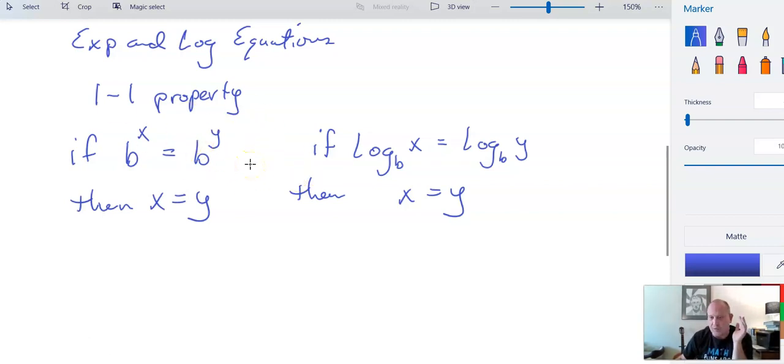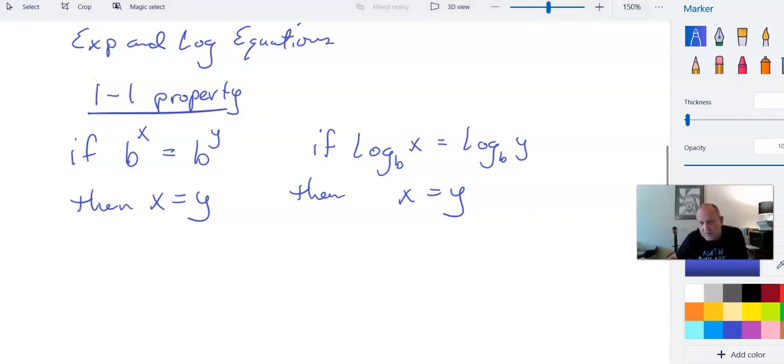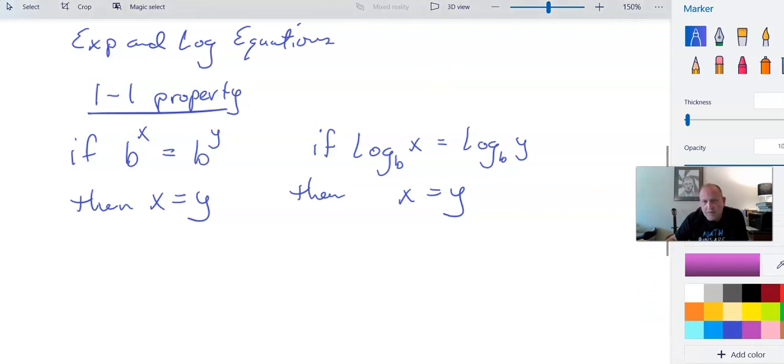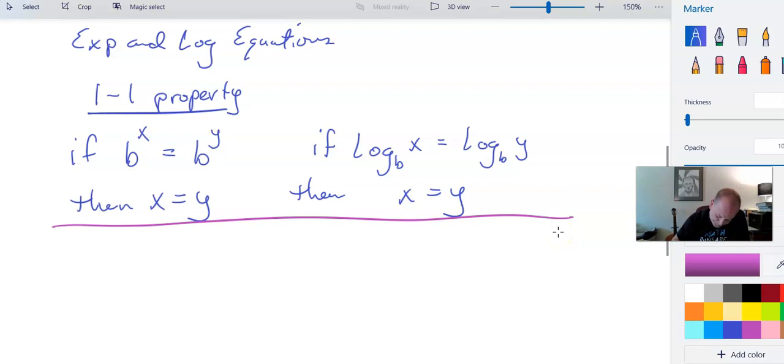The other property that we're going to use is the inverse property. Let's move my face. There we go. Let's look at the inverse property. This is the other property that we're going to be using.